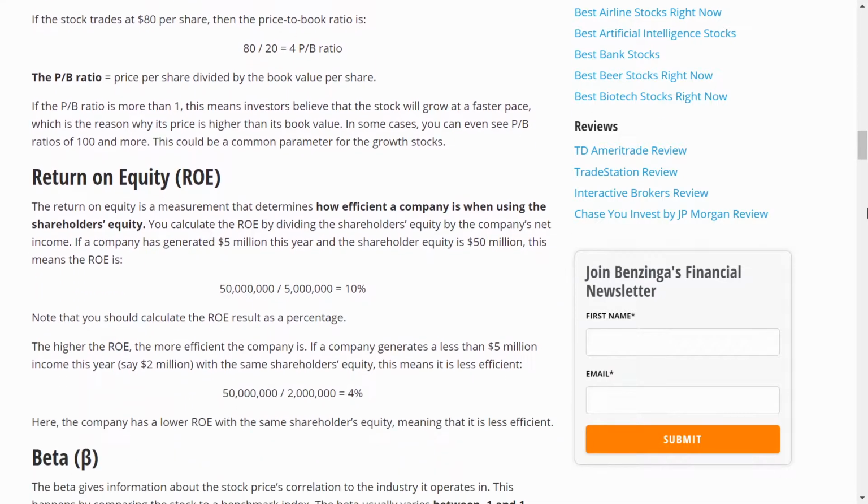You've got the return on equity. The return on equity is a measurement that determines how efficient a company is when using the shareholders' equity. Calculate the ROE by dividing the shareholders' equity by the company's net income.